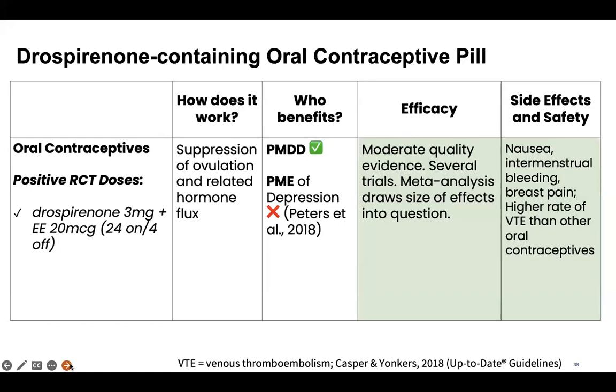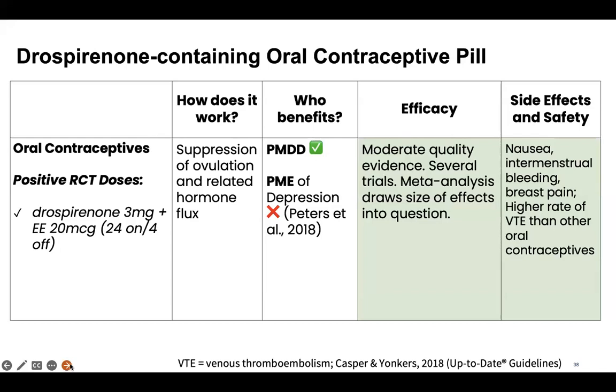We do know from a 2018 study that drospirenone-containing birth control is not an effective treatment for PME of depression, right? So it's likely that PME of depression has a different pathophysiology than PMDD on its own. And we're seeing that a lot of the treatments that are effective for PMDD are not effective for PME of depression. This doesn't mean that they wouldn't be effective for PME of another disorder.